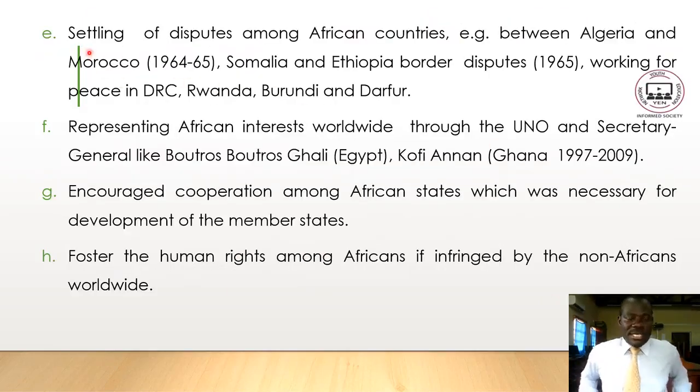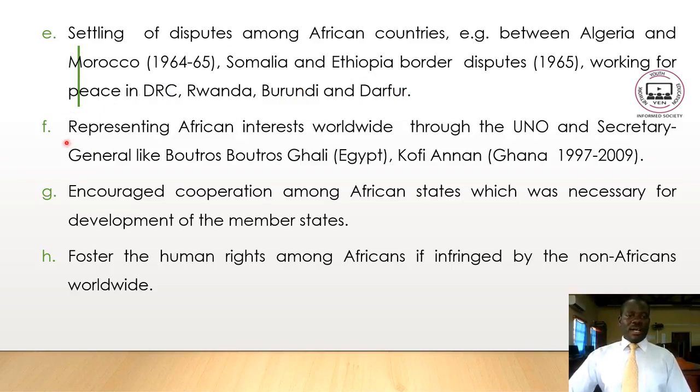And the OAU also succeeded in settling disputes among African countries. For example, between Algeria and Morocco between 1964 and 1965, Somalia and Ethiopia border disputes in 1965, working for peace in DRC, Rwanda, Burundi, and Darfur. So we see that the OAU managed to settle disputes in different countries. We are sure that even our dispute, when it is brought before the African Union, it is going to be solved.